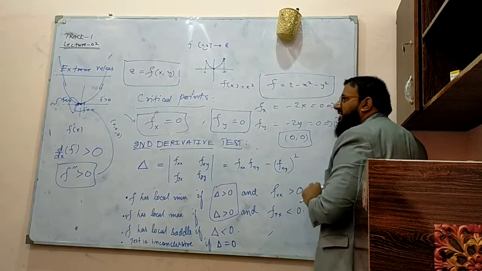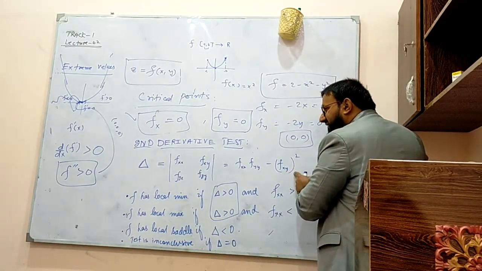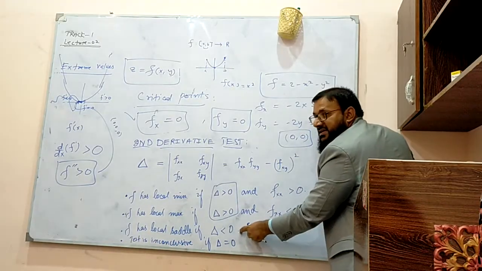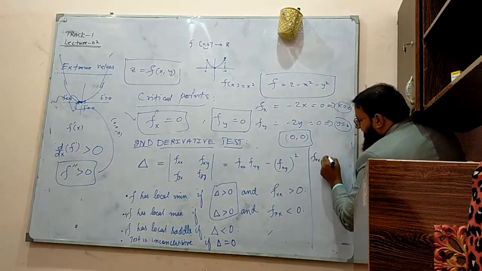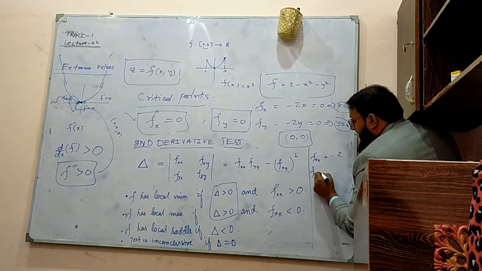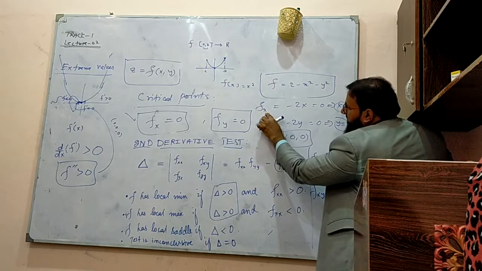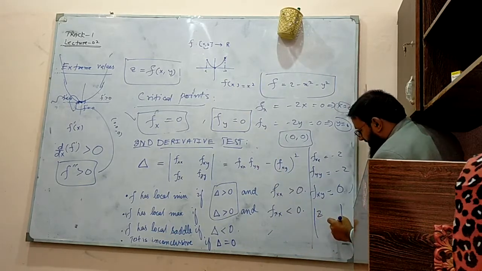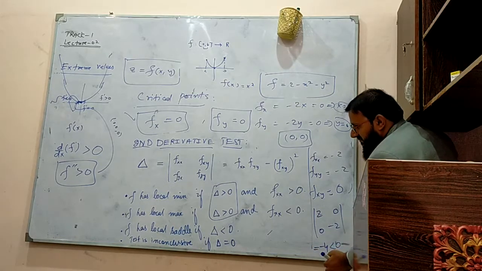This is your critical point. What do you do now? Find this thing, whether it is going to be greater than 0 or less than 0, because it will determine whether the point will be max, min or saddle, or it's going to be inconclusive. So what is going to be fxx? It means differentiate this with respect to x again: minus 2. fyy is minus 2. fxy means differentiate this with respect to y; it is x now, and with respect to y, this becomes 0. Put in this one: minus 2 times minus 2 minus 0 times 0.